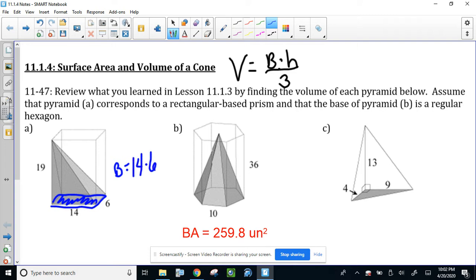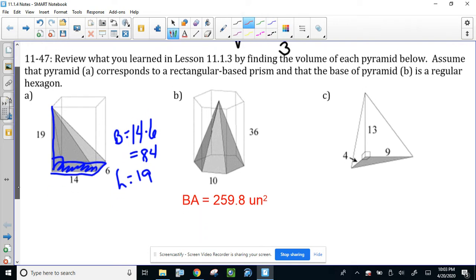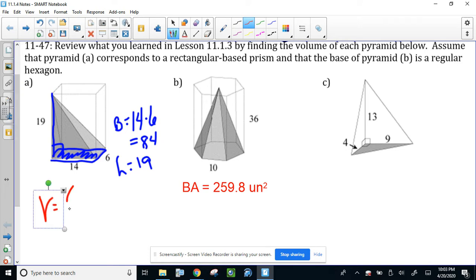Our base area would just be 14 times 6, because that's how we find the area of a rectangle. So that's going to give us a base area of 84. And the height of the pyramid, we can see straight up and down height is going to be our perpendicular distance. So our height in this case is 19. Height equals 19. Okay, so then we're going to plug this into our volume formula. So volume is going to be the base area times the height divided by 3.